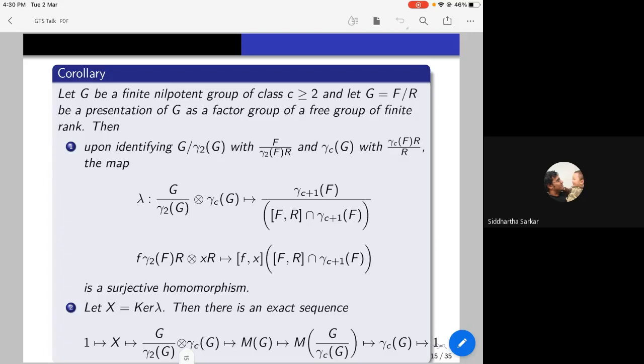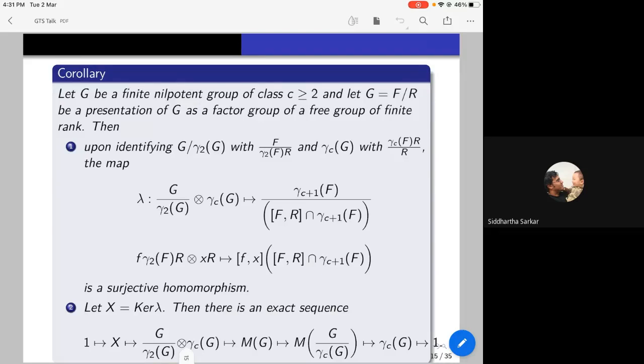Then the natural map from G by gamma 2 G tensor gamma c G to this thing, given by F gamma 2 F R tensor x R going to the commutator [F, x] R intersection gamma c+1 F. This is a well-defined map, and this comes out to be a surjective homomorphism.